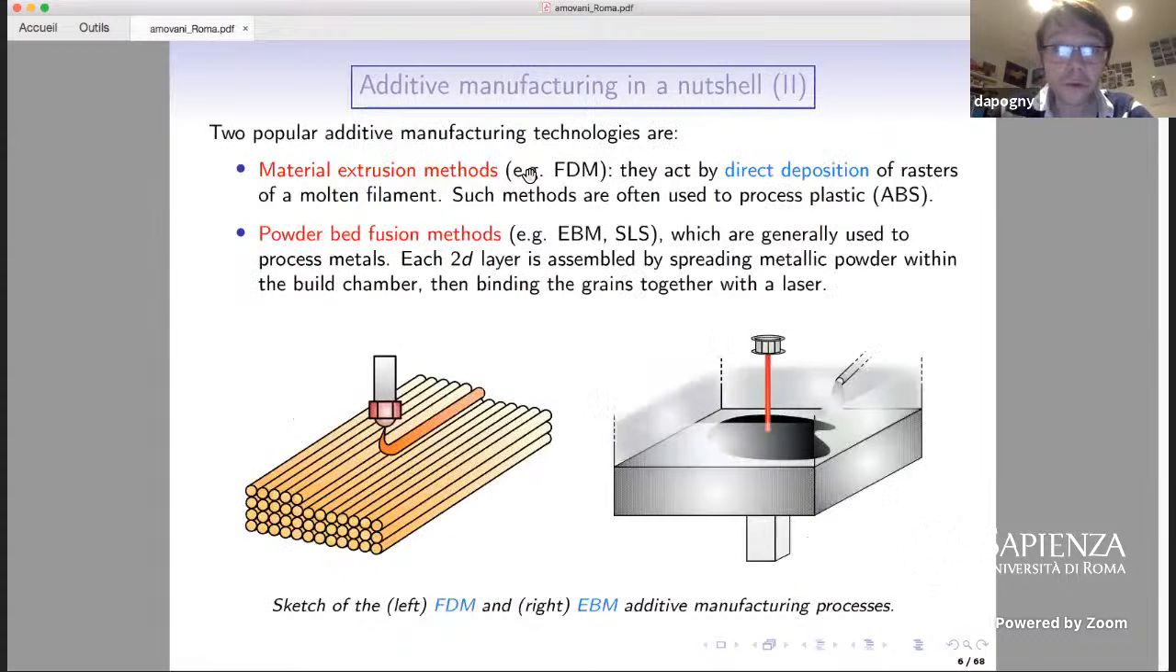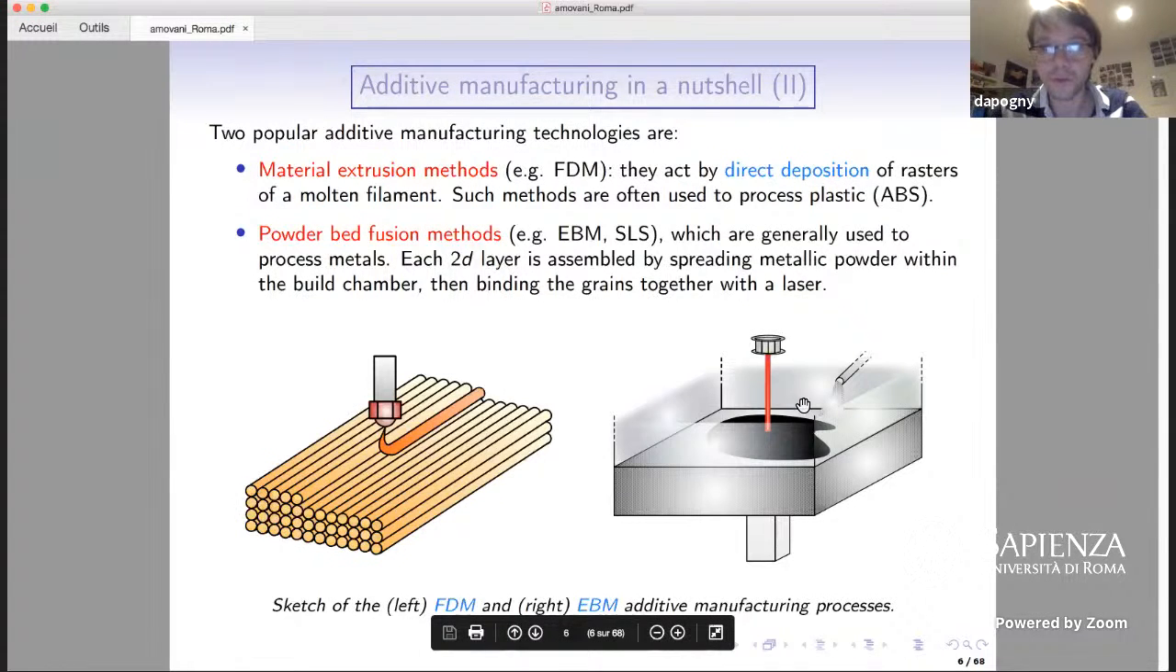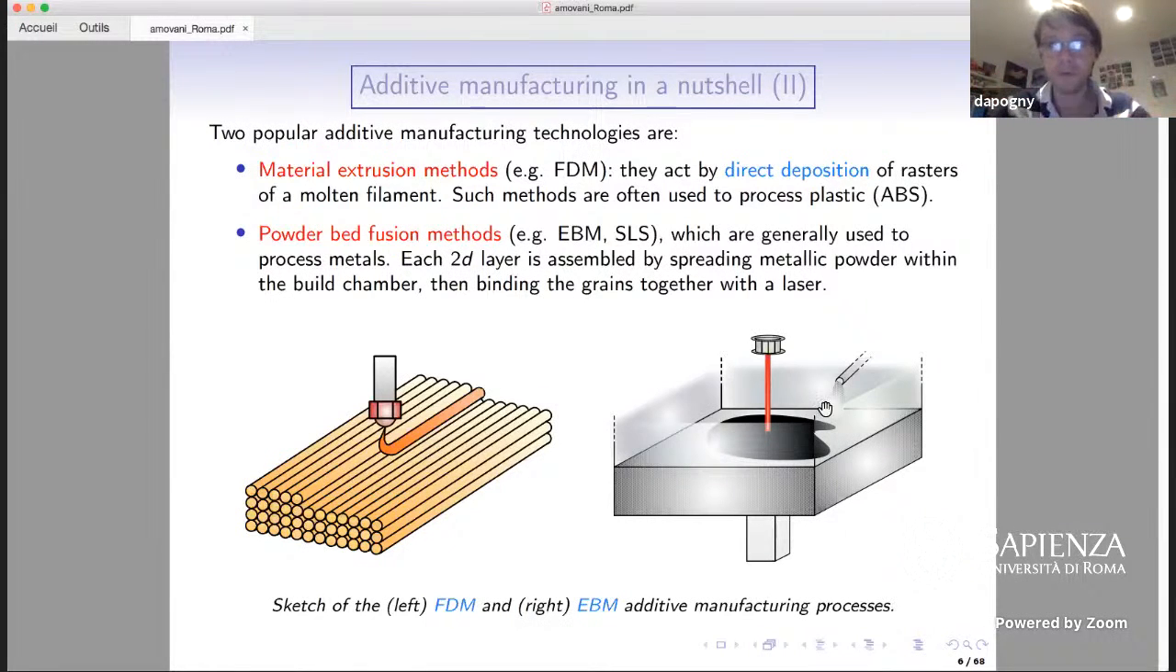So two of the most widespread techniques to assemble each individual 2D layer are first material extrusion methods, such as this one. So probably you've already met FDM methods. These methods act by direct deposition of rasters of molten filaments. And these are the methods that are generally used to process plastic. Another type of method that is usually used to process metal is electron beam melting. In this type of technique, each layer is built by first spreading some metallic powder within the build chamber, and then melting selectively the regions corresponding to the 2D layer by means of a laser beam, like here.